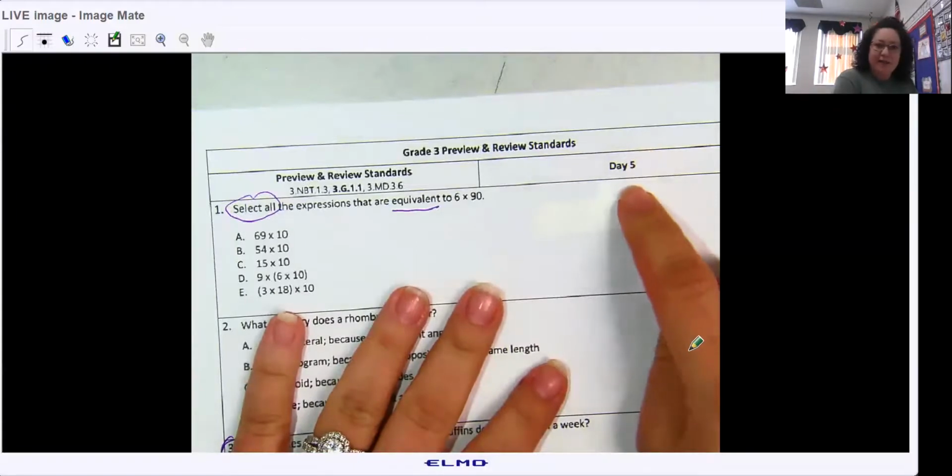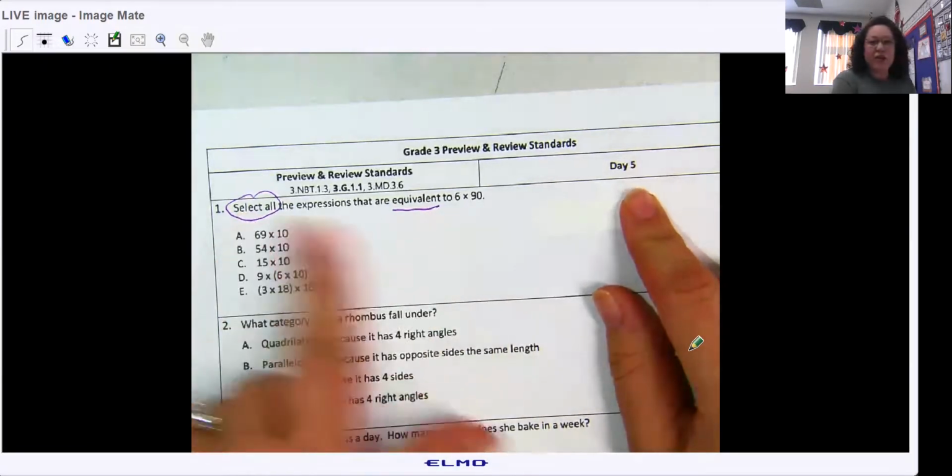FASA. Day 5 of our FASA review. You should have your grade 3 preview and review standards for day 5. We're just going to go in order in the packet, so you should already have it open to day 5. And here we go. Okay, day 5.